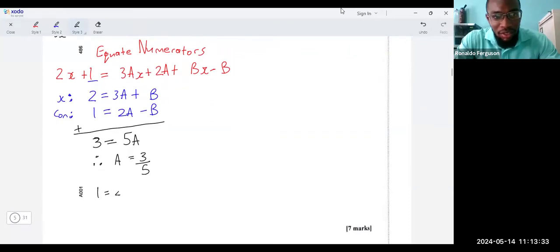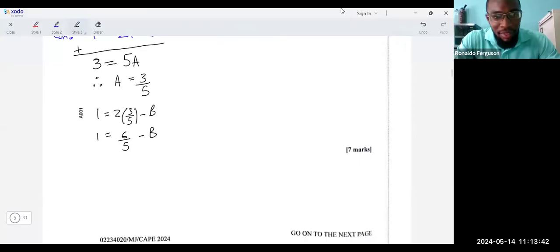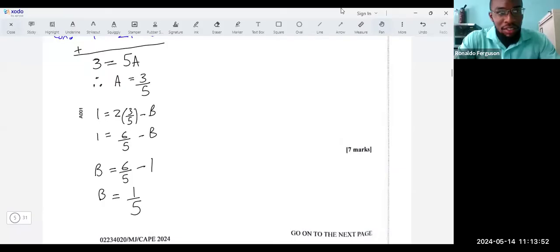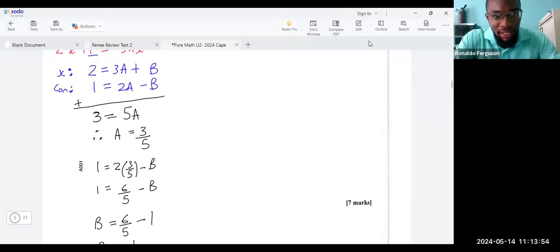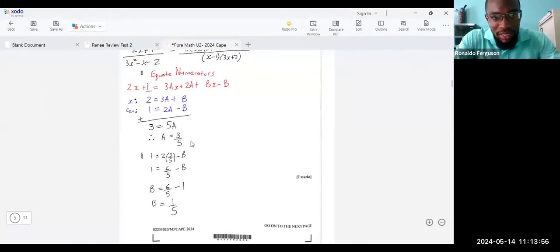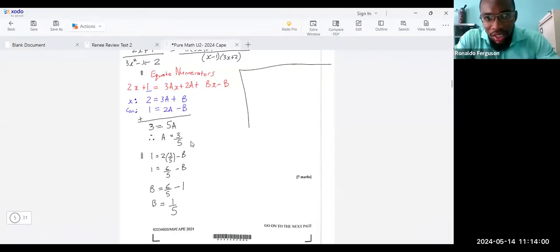So 1 is equal to 2 times 3 over 5 minus b. 1 is equal to 6 over 5 minus b. Bring over, b is equal to 6 over 5 minus 1. So b equals 1 over 5. Now that we found b and a, I'm going to zoom out for a second, just to write the solution here.